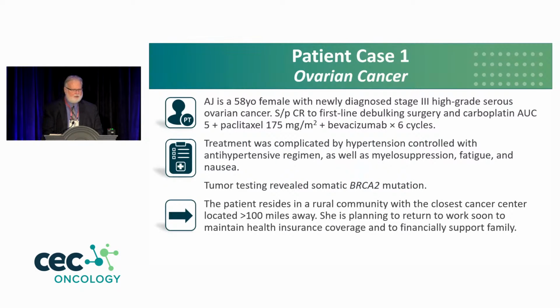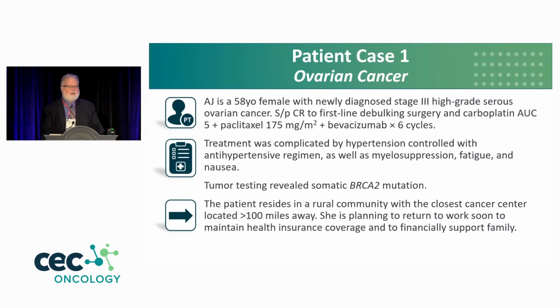So our first patient is an ovarian cancer patient. She's 58 years old. She has newly diagnosed stage 3 serous ovarian cancer. She has a CR to first-line debulking and carboplatin and paclitaxel and bevacizumab for 6 cycles. Her treatment was complicated by hypertension, which was controlled by medications, but she also had myelosuppression, fatigue, and nausea. Her tumor testing has revealed a somatic BRCA2 mutation.